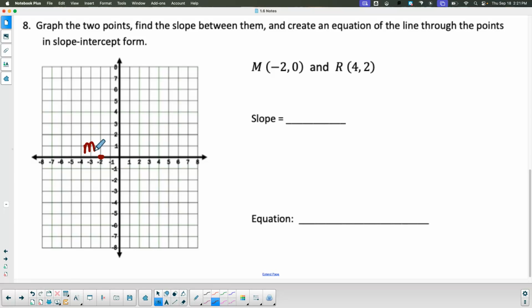Two directions, 2 numbers for point R. Hit me with it. Right 4, up 2. And then we hit it with an R right next to it.